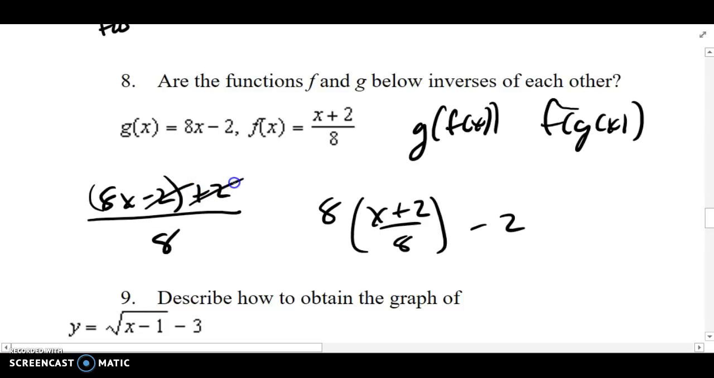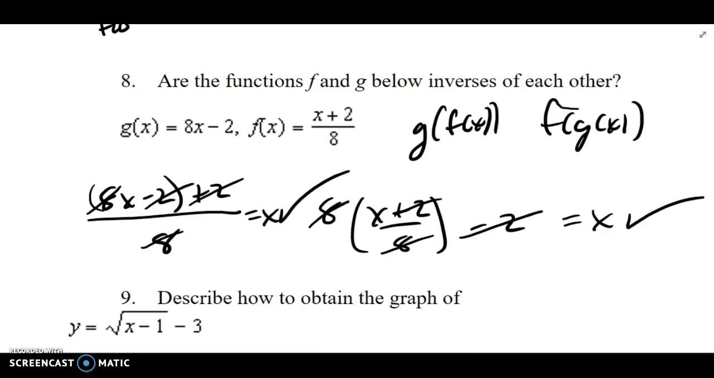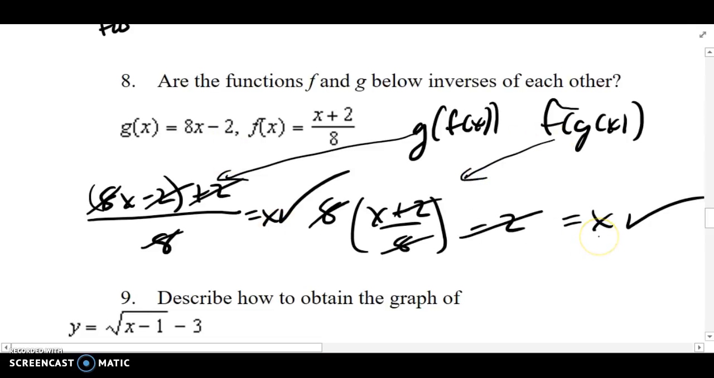Now notice here, these are going to cancel, and those are going to cancel, so I'm left with just x, which means it's an inverse. Notice those are going to cancel, and then these are going to cancel, so we're left with x, so that is an inverse. So remember to do these function compositions. We're going to put g inside f, which is this one, and then we're going to put f inside g, which is that one. And then everything should cancel, and we're left with just x for the answers.